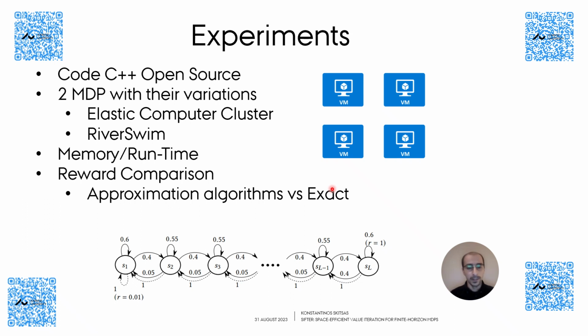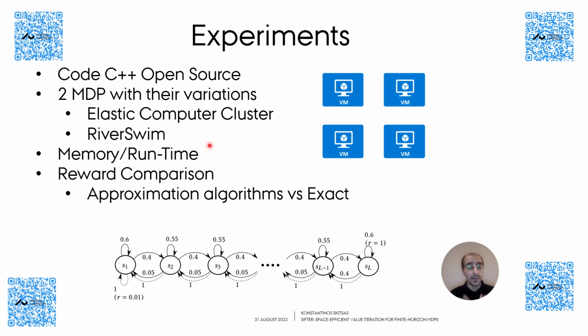We have two MDPs with their variations. The first one is the Elastic Computer Cluster, a distributed cluster, where a company tries to handle user-generated workload without using too many resources, too many VMs, and tries to find a balance for how to do that. The second is the Reverse Stream MDP, where on the left you have low, easily accessible rewards, and on the right you have more difficult but higher rewards. So the swimmer, trying to swim across the river, has to choose what to do every time.